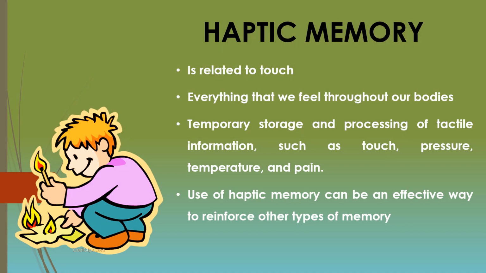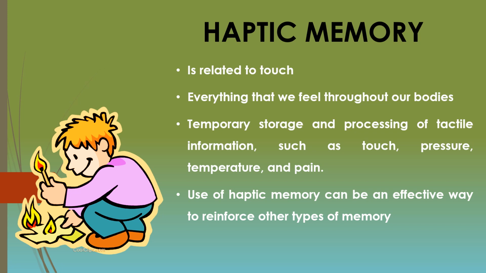Next is haptic memory. It is related to touch. So we have seen the visual, the auditory, and now it's related to the touch, haptic memory. This type of memory is about everything that we feel throughout our bodies. Anytime you make contact with something, the memory of that touch remains for a split second. This is haptic memory at work.